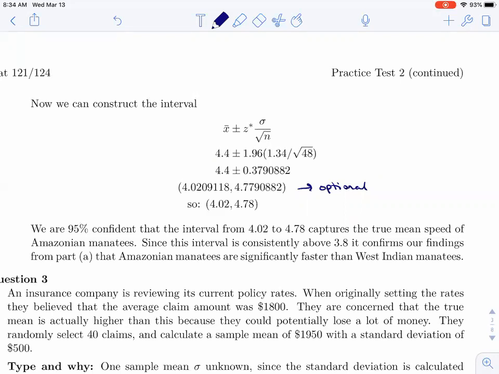And so I've written, since this interval is consistently above 3.8. I use "consistently" just to emphasize that while this whole interval is above 3.8, it confirms our finding from part A that Amazonian manatees are significantly faster than West Indian manatees. Any questions about that one?